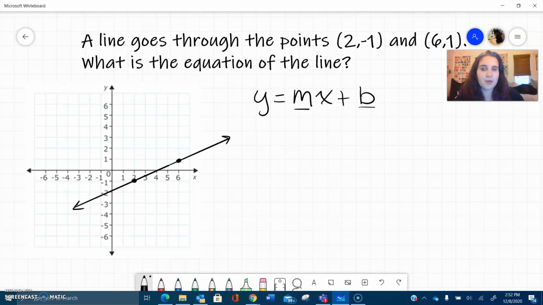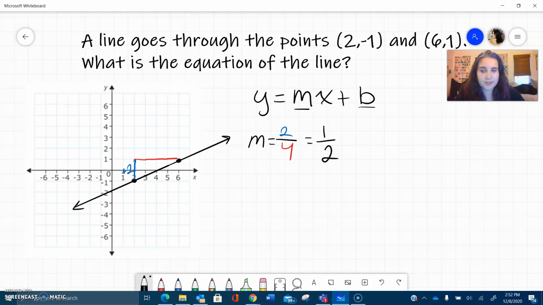Now I need to write the equation. So I need to find the slope first. Slope is rise over run. So I rise 2. And I run 1, 2, 3, 4. Run 4. So my slope is 2 over 4, which simplifies to 1/2. So there's my slope. I have that.